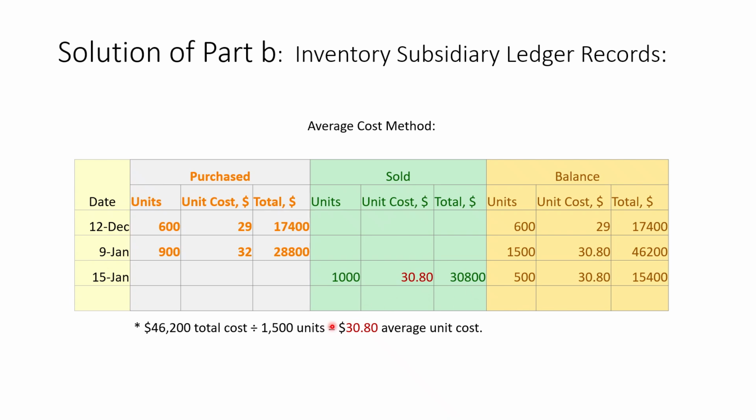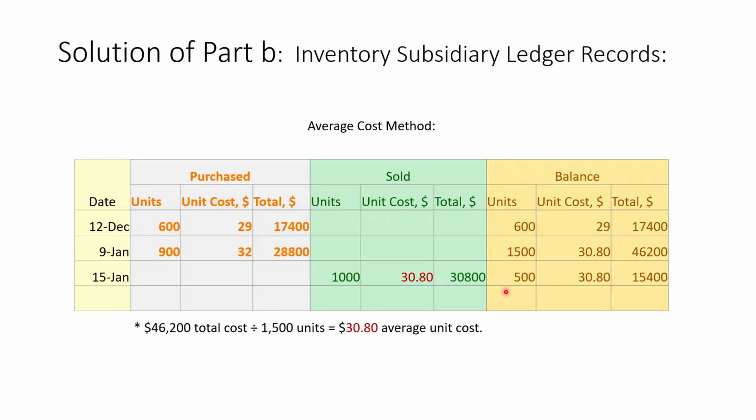Remember, in the warehouse they have a total inventory of 1500. Out of this 1500, now 1000 units have been sold. It means the remaining balance is 500. In the balance at the end, what remains with us is 500 units, and the price is the same average price that we calculated, $30.80.